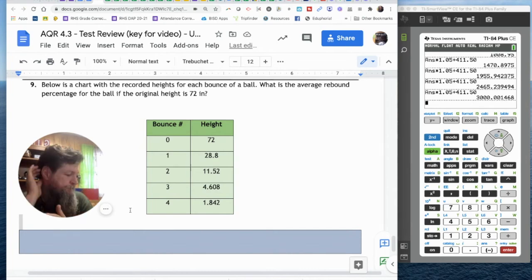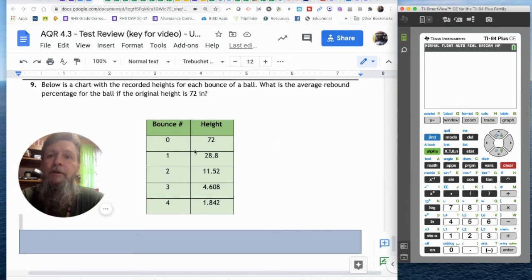All right, so last question on this review. We're looking at a chart of the recorded heights for each bounce of a ball. What is the average rebound percentage for the ball if the original height is 72 inches? Okay, so we're given all the information we need. The average rebound percentage is the ratio of the bounce to the drop height, or the new bounce to the last bounce, which we typically will do. It'll be the bounce in the front over the bounce that was in the back.